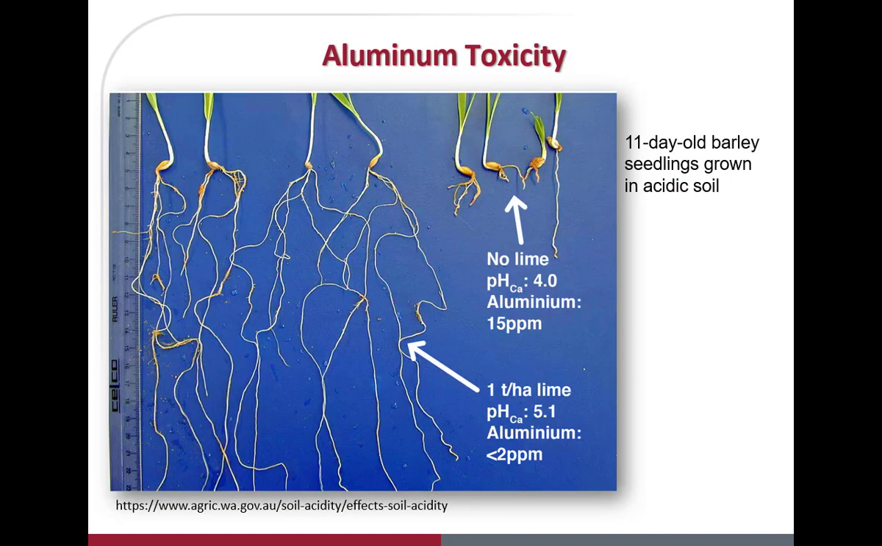Here again, another illustration of the effect of aluminum. Plants on the left were grown in soil pH 5.1 with aluminum less than 2 parts per million. Plants on the right, soil pH 4 with aluminum about 15 parts per million. This goes back to what Kurt said, that once you get above 10 parts per million or so of aluminum, you start to get past that threshold where we begin to see damage. And these are 11-day-old barley seedlings. So at a very young age, aluminum toxicity starts to become apparent.